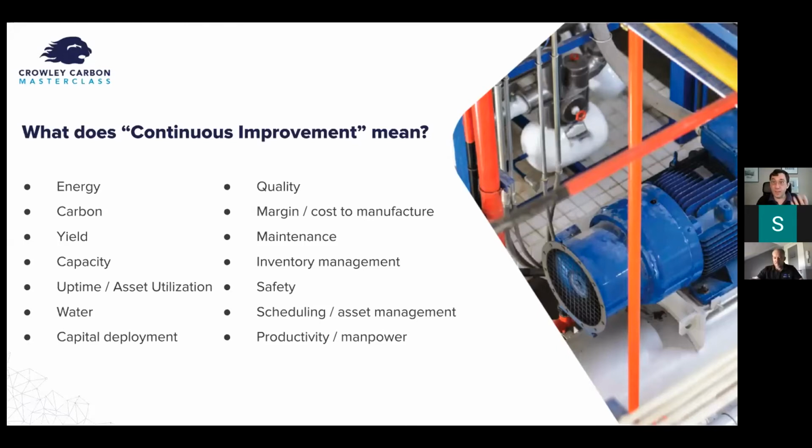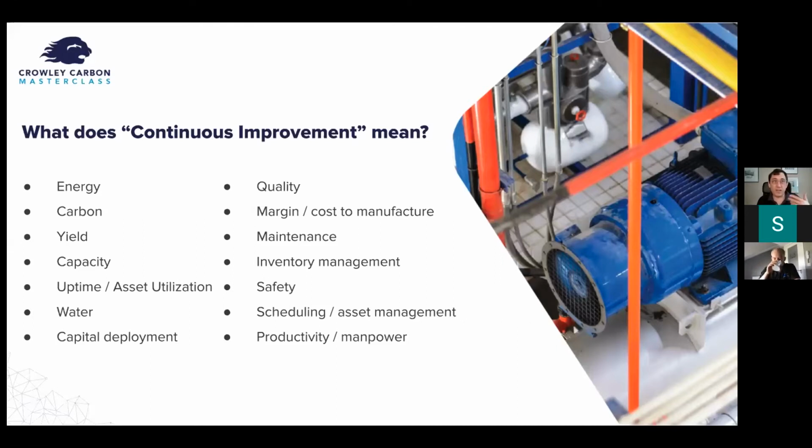It can be energy and carbon sustainability, but it can also mean things around asset utilization, around quality, around the margin or cost to manufacture. There's a range of different areas that continuous improvement touches, and it can be a big beast to try and get your arms around initially. So what we tend to do is start off focusing on the energy.